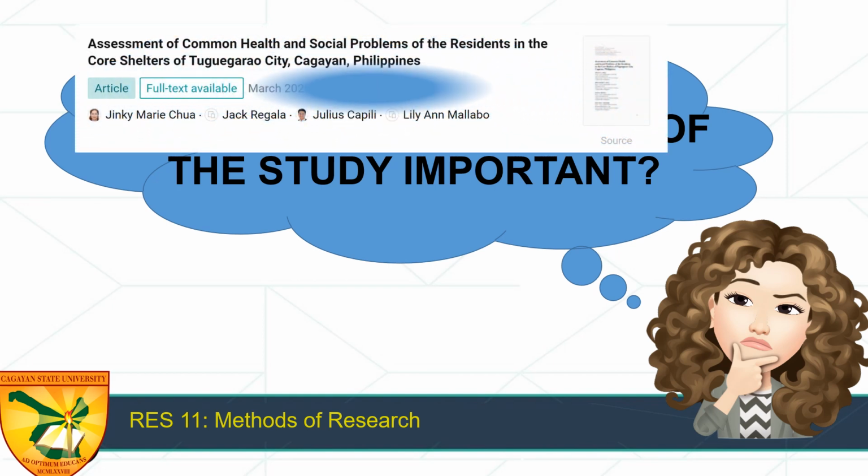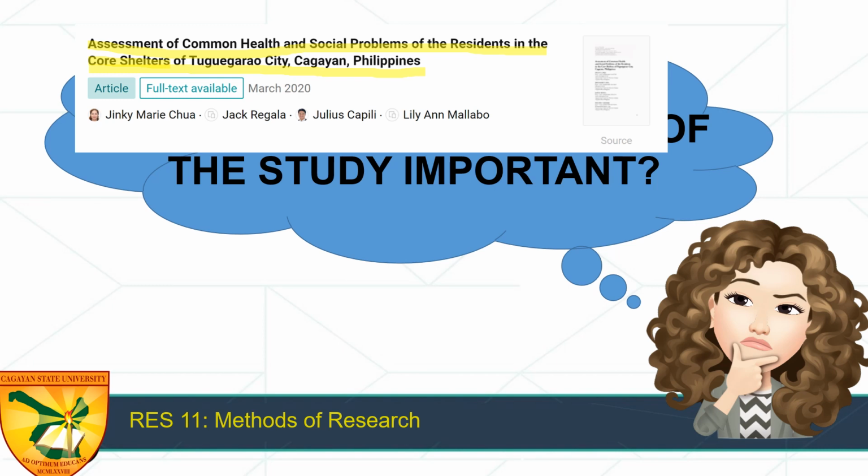So for example, this paper, the assessment of the common health and social problems of the residents in the core shelters of Tuguegarao City, Cagayan, Philippines. This is, I think, familiar to all of you because our adopted barangay is the Anafunan, and you are doing lots of health promotion activities in the core shelters of Tuguegarao City.